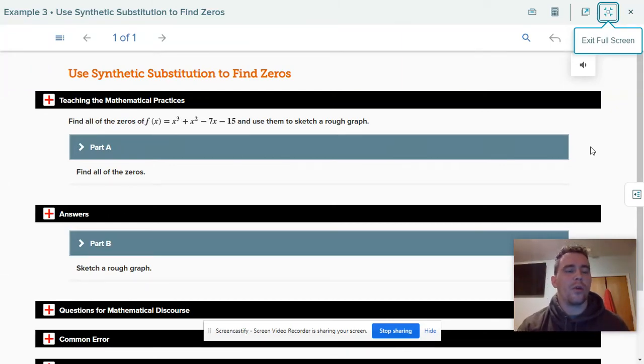This is section 5.5, I think. We're going over example 3, which is using synthetic substitution to find zeros. Remember, zeros are just roots, or where they cross the x-intercept. So we're finding all the zeros of f of x is equal to x cubed plus x squared minus 7x minus 15. And we're going to use those to sketch a rough graph. Emphasis on the rough part.